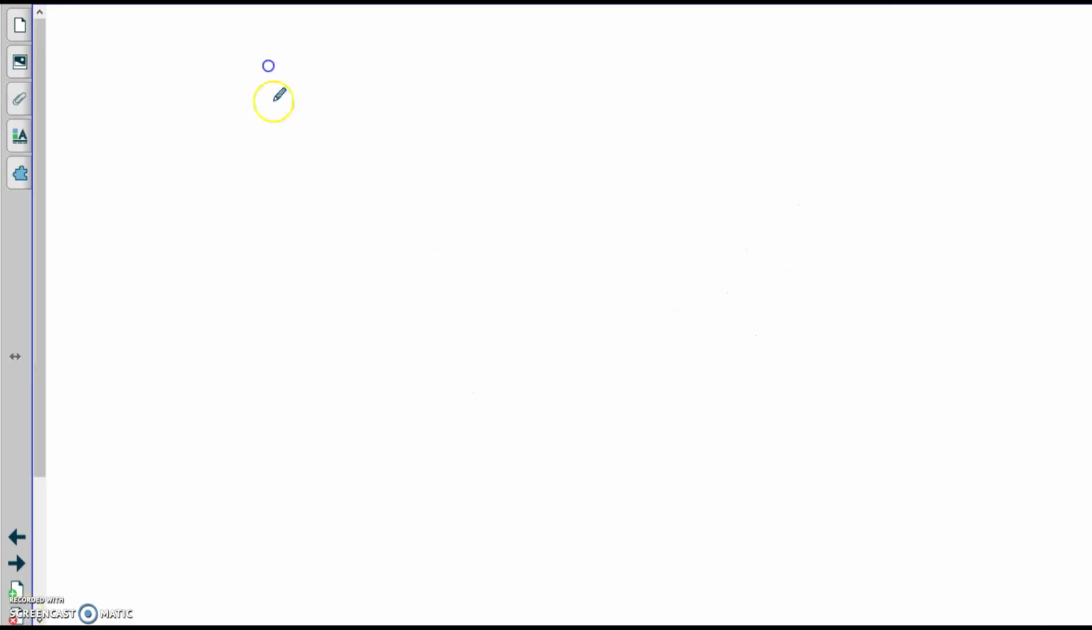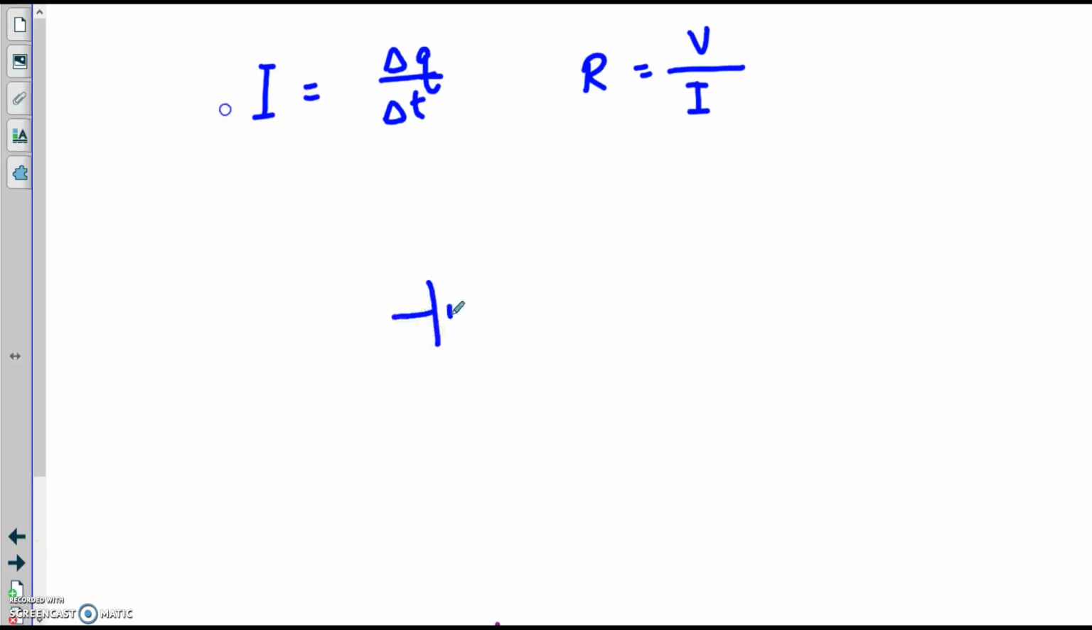We've learned that current is defined as the rate at which charge flows through a wire or resistor or any cross-section. We've also learned that resistance is defined as the potential difference across a device divided by the current through the device. Lastly, we've learned the official way of drawing batteries.